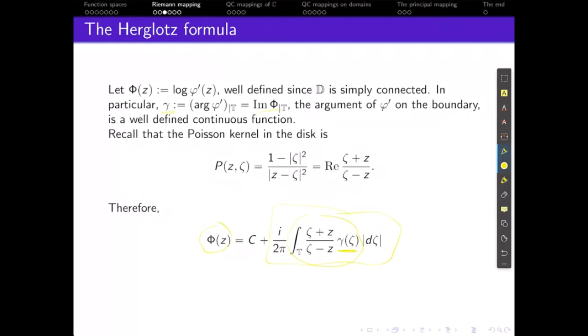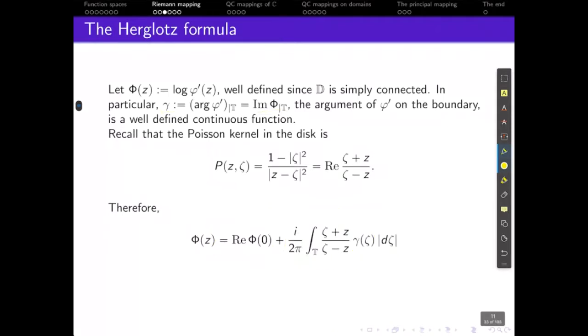So the difference between these two needs to be just a constant. And this constant needs to be exactly the value of the real part at 0. You can just think about it for a while. This is an exercise for you. And in particular, this is exactly this logarithm.